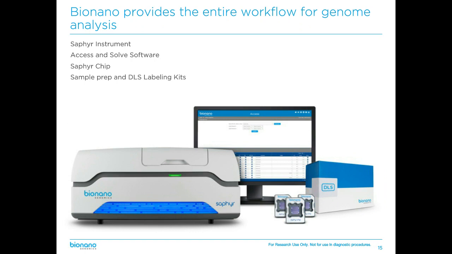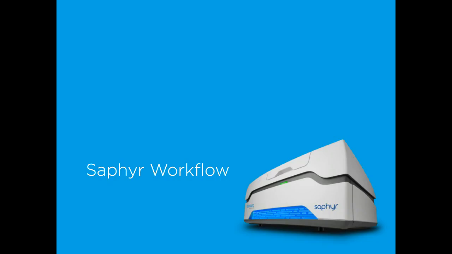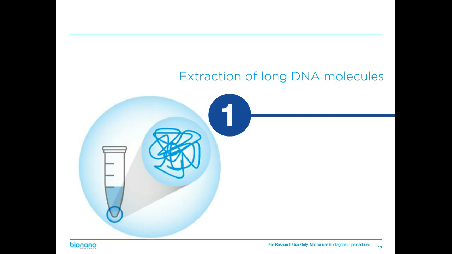Bionano produces this Saphyr instrument. We also have the chips that linearize the DNA. We have DNA isolation and labeling reagents, and we have our software that helps analyze and assemble the genome. Now, before Dr. Heuschen tells you about how he uses this technology, I want to start by quickly explaining how it works. First, if you want to image extremely long molecules of DNA, you need to have megabase-sized molecules, and standard DNA preps don't do that.